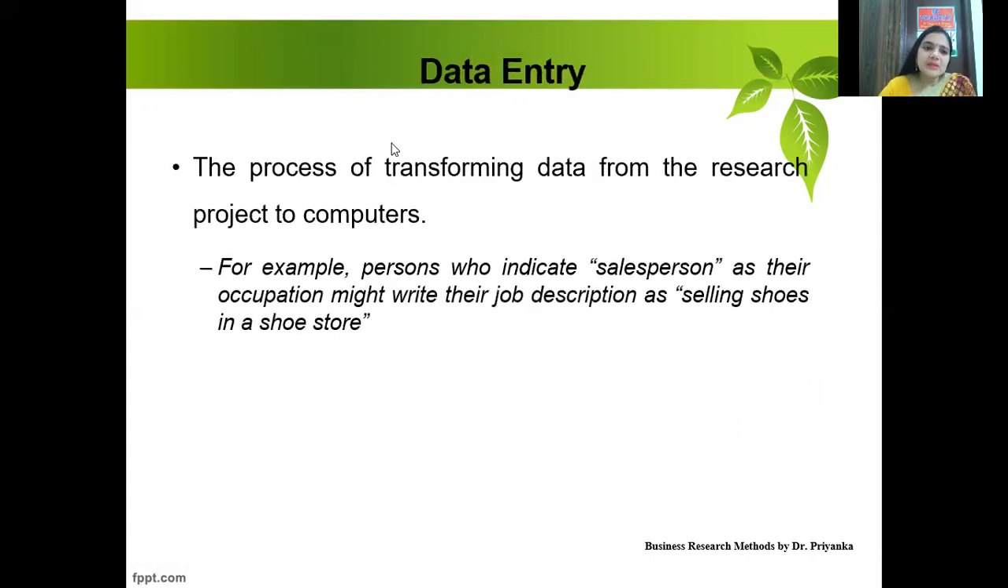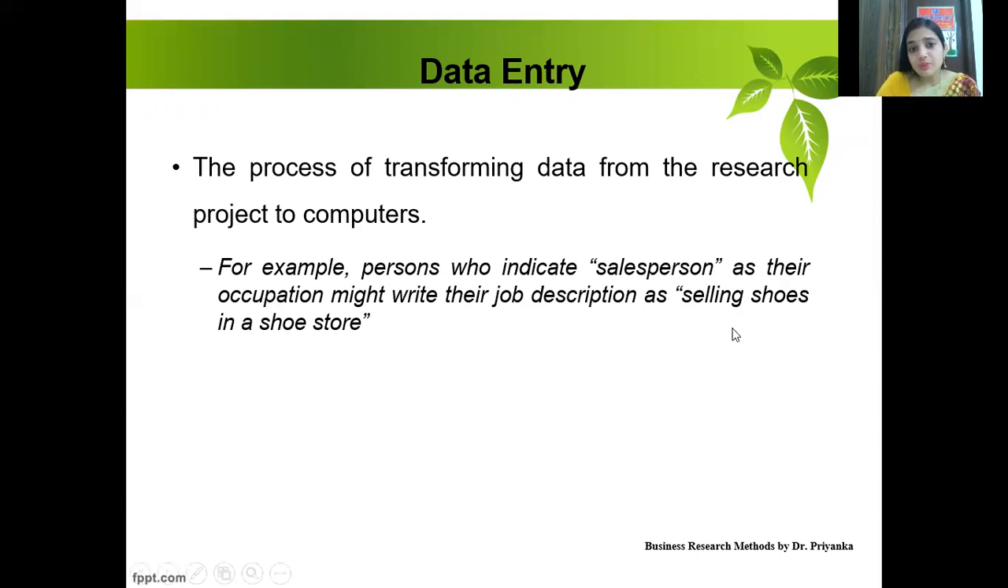Then how would you enter the data? Data entry is the process of transferring data from the research project to computers. That means you are entering the data from the questionnaire. For example, persons who indicate salesperson as their occupation might write their job description as selling shoes in a shoe store. They might write this in the other category.